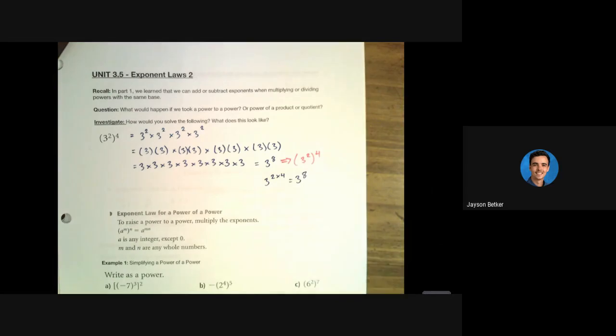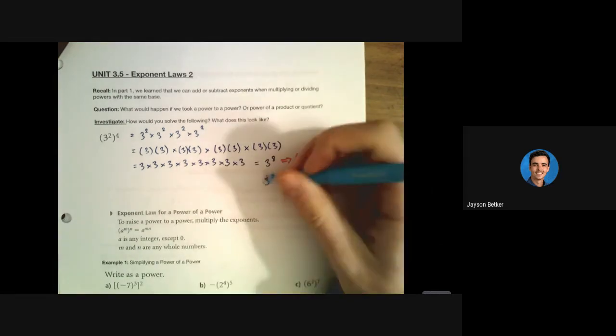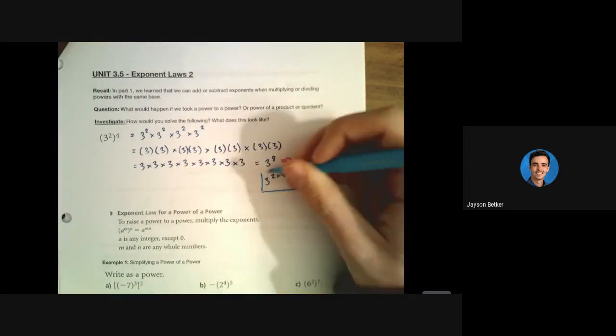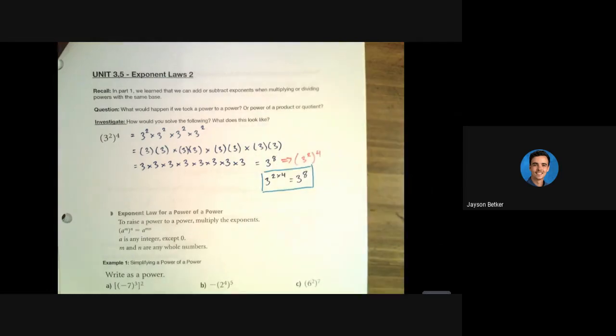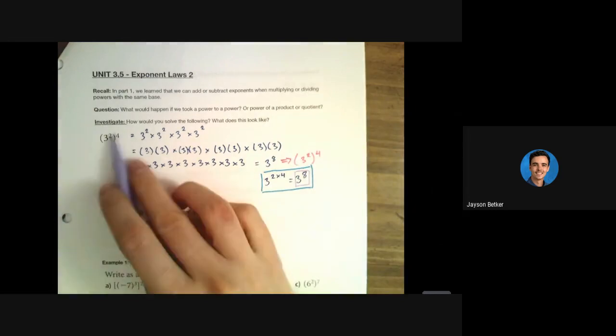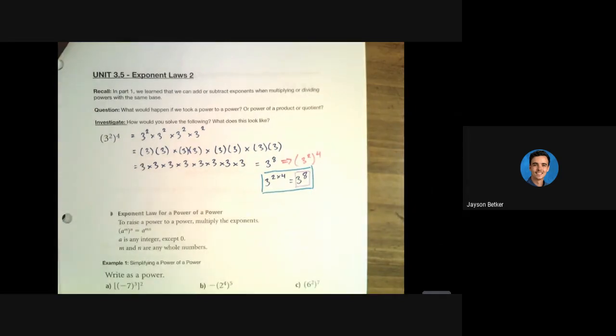All right, so this is our final form right here, is 3 to the 8. Sorry, not this whole thing. 3 to the 8 is our final form right here. But it comes from the fact that we take this 2 and we multiply it by the 4. Okay, we multiply it by the 4.